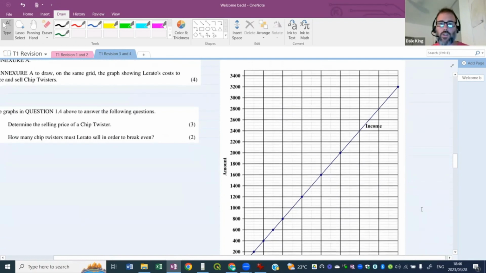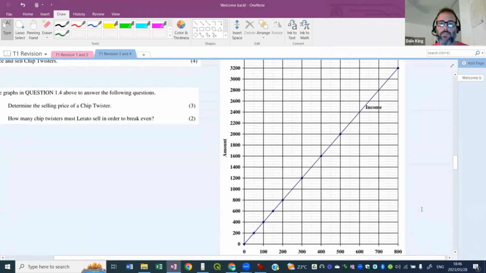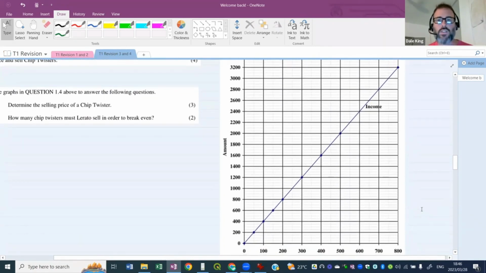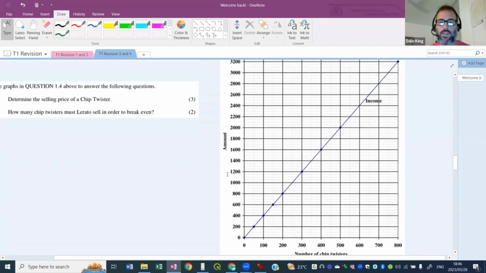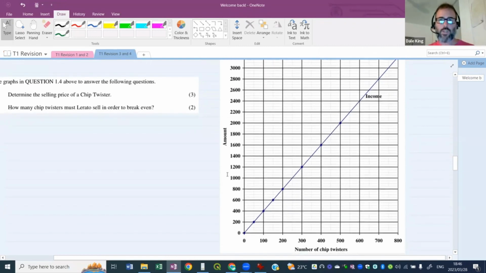So there is the graph for her income. This is not costs now. This is income. How much she gets in. Right, so on the y-axis, we've got the amount in rands, and on the x-axis, we've got number of chip twisters. Okay, and they've plotted the graph for you. They've got an equation, maybe they drew a table, and they plotted this line for you. So they're saying, guys, this is the income that she's getting into her business now. So there's the income shown on the graph.